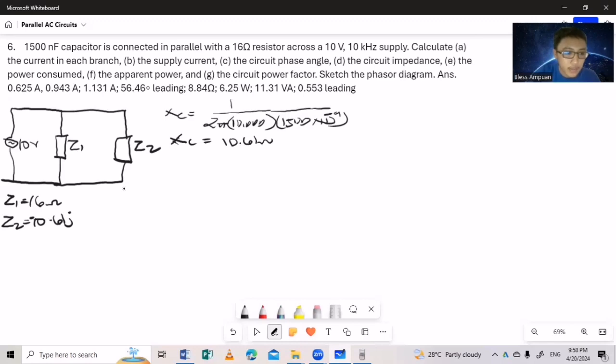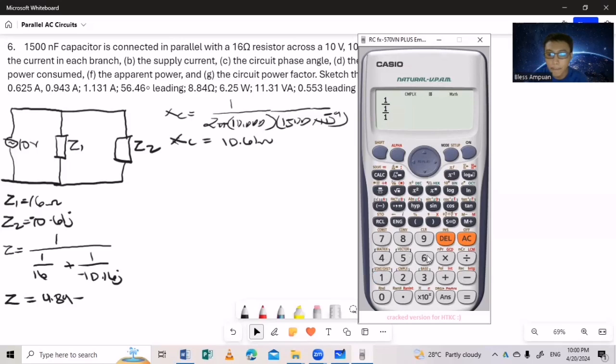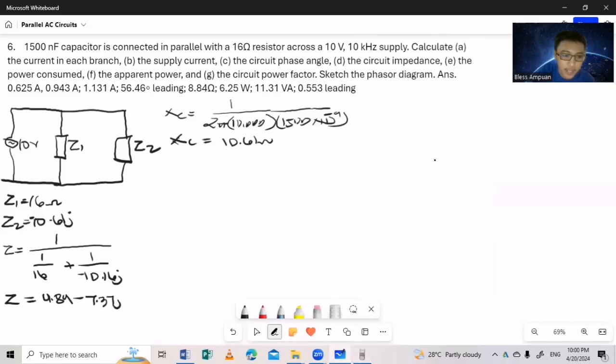So the total impedance is equal to 1 over 16 plus 1 over, plus 1 over negative 10.61 J. So 4.89 minus 7.37 J. So again, sorry, this should be 1 over negative 10.61 J. Okay.